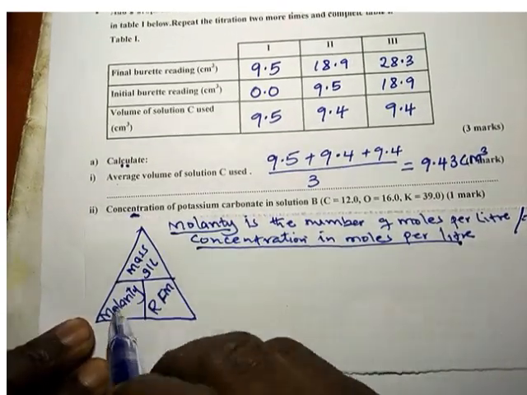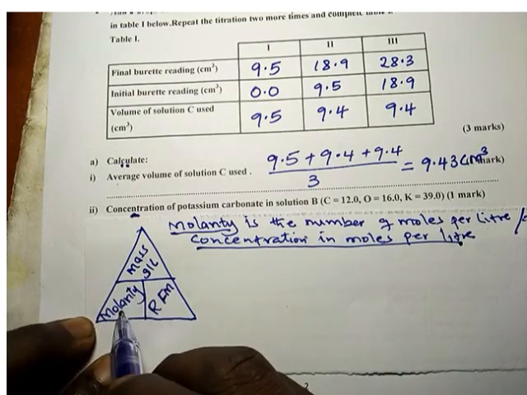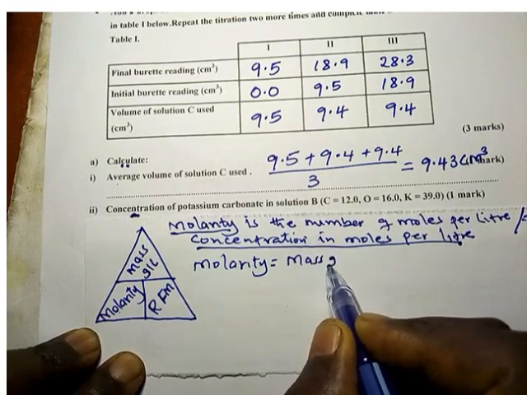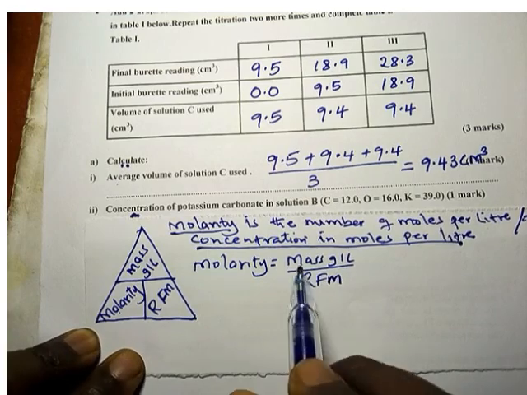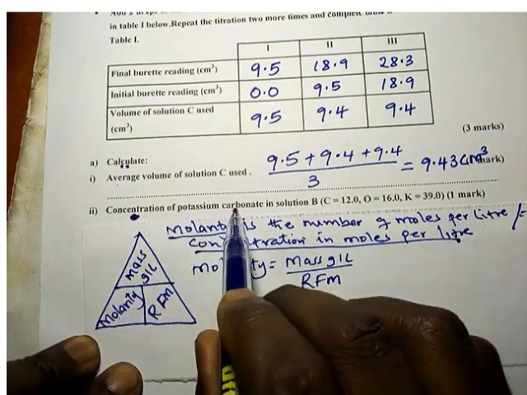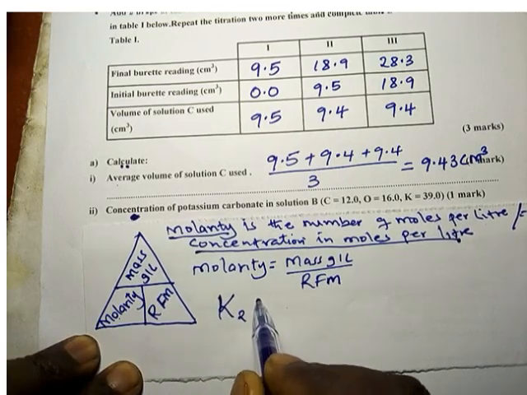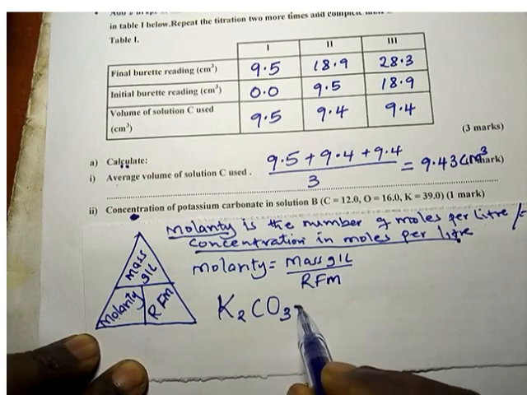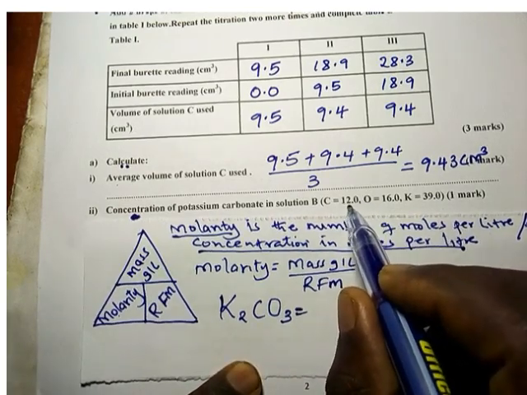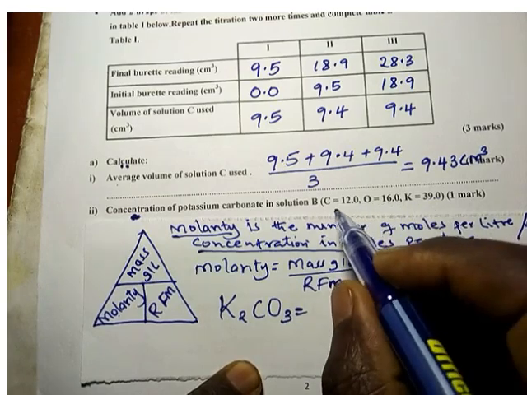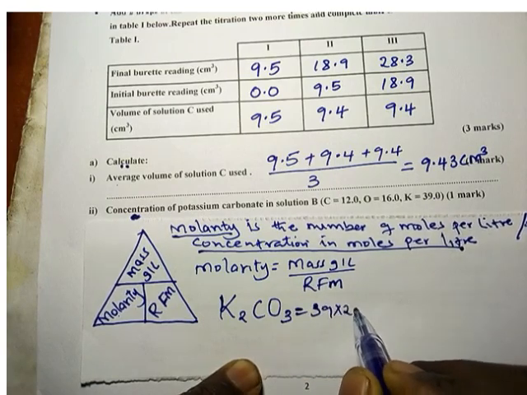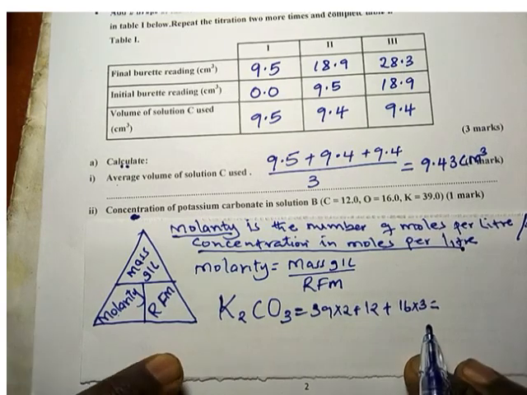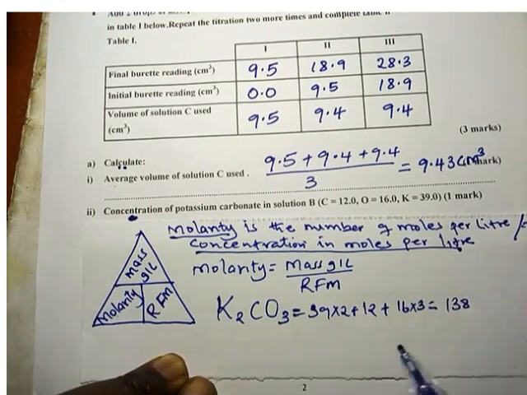So now I have a table here. Molarity is equal to mass in grams per liter divided by RFM. We want to calculate the molarity, or the concentration in moles per liter, of potassium carbonate. Potassium carbonate is written as K2CO3. That is very important. You should know how to write the chemical formulas. If you make a mistake here, you are going to get the wrong RFM. You have been given the relative atomic masses. So you just add potassium, that is 39 times 2, plus carbon, which is 12, plus 16 times 3, which is 48, and it will give us a total of 138.